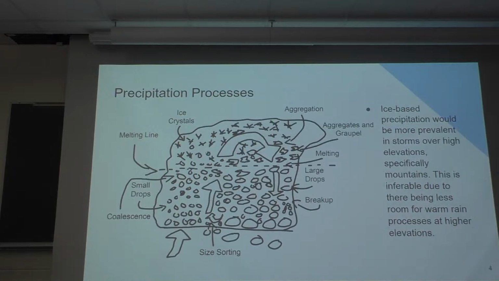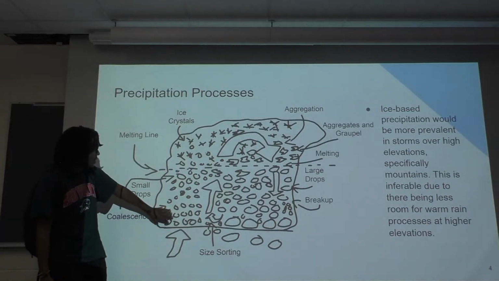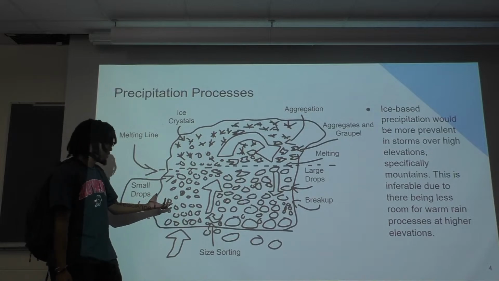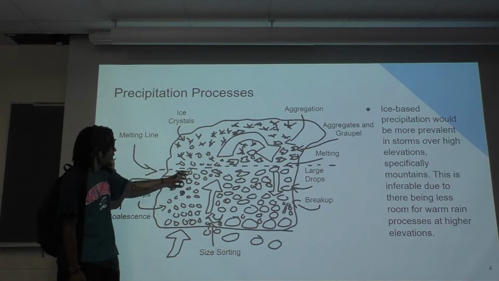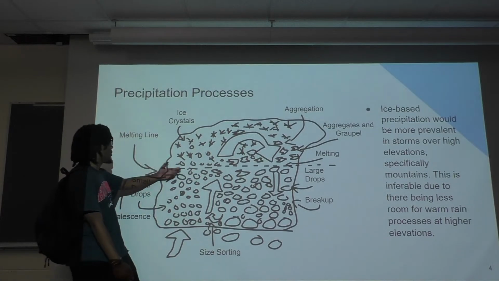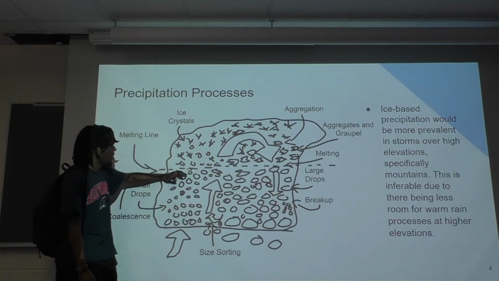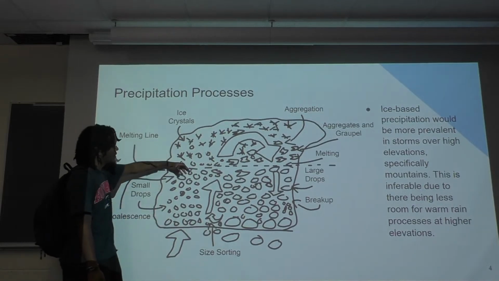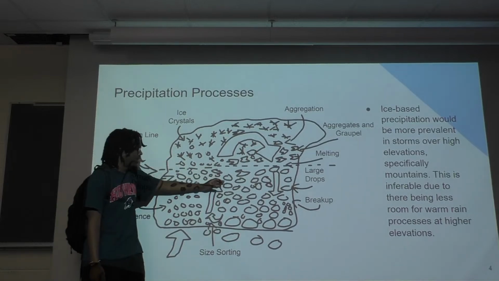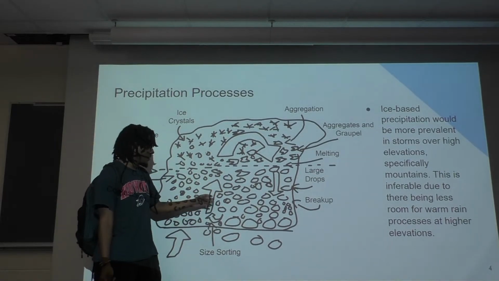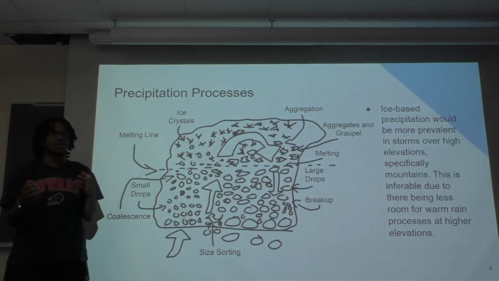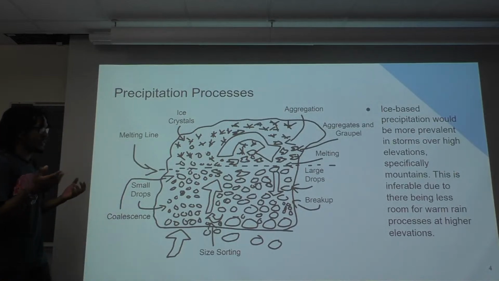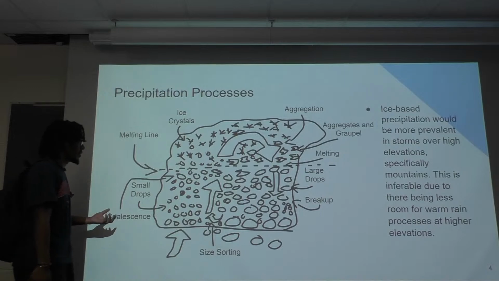So, to briefly explain precipitation processes, these are small drops here. They rise due to convection, and as they rise, they may collide and coalesce into larger drops, and those that don't pass this line, being the melting line, which is the difference between these warm rain processes and the ice phase processes, may fall victim to convection, which may cause size sorting, which is the smaller drops being lifted or just falling at a different speed than the larger drops.